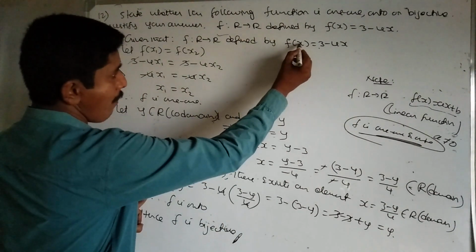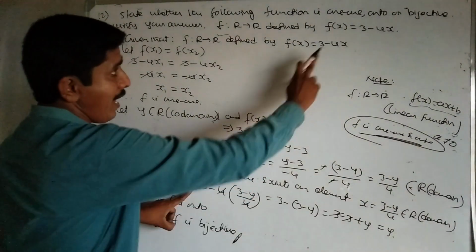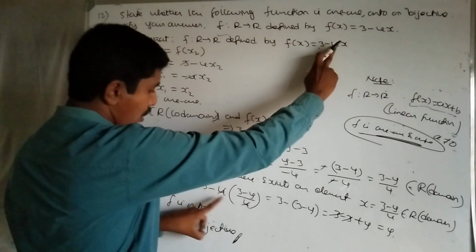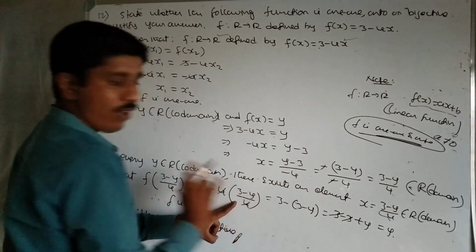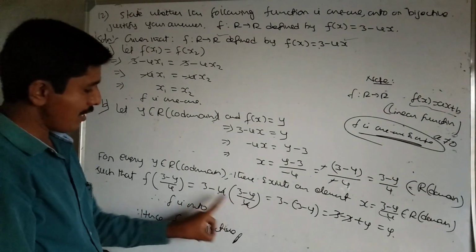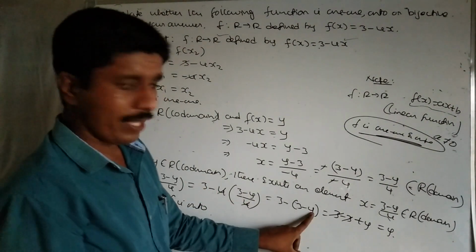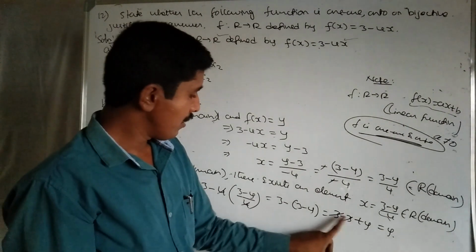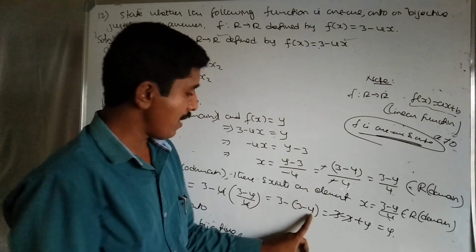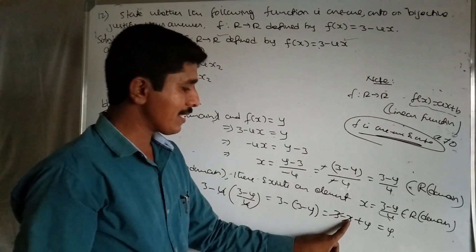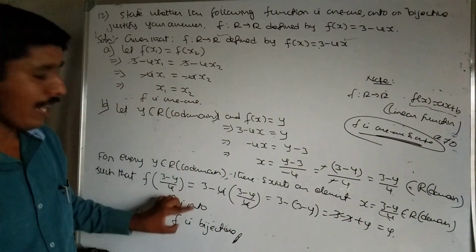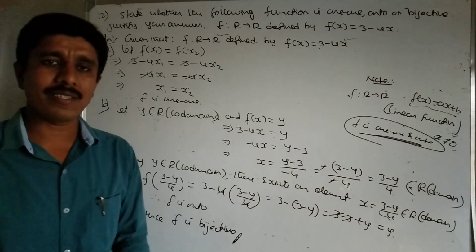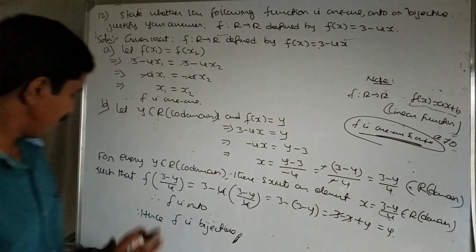f of (3 minus y) by 4 is equal to, similarly on the right side, 3 minus 4 into the x value, substituting (3 minus y) by 4. The 4 gets cancelled. 3 minus of (3 minus y): 3, here minus 3, minus into minus is plus y. The 3 minus 3 gets cancelled. y. Clearly it is onto. Clearly it is 1-1 and onto. Clearly it is both 1-1 and onto, which means clearly it is bijective.